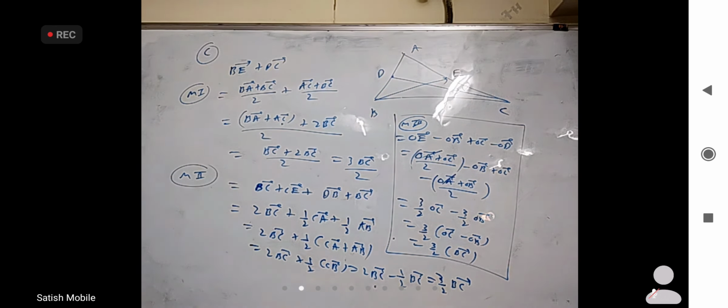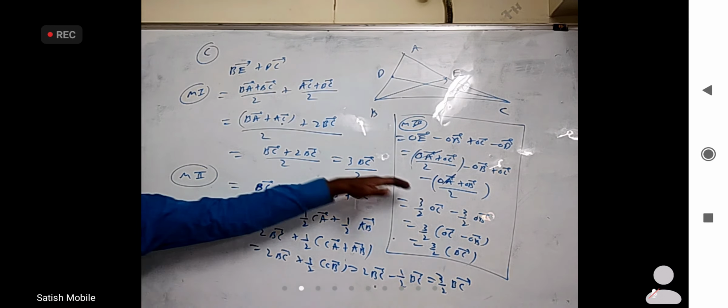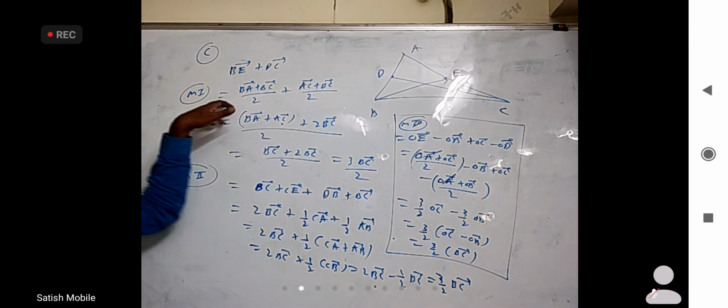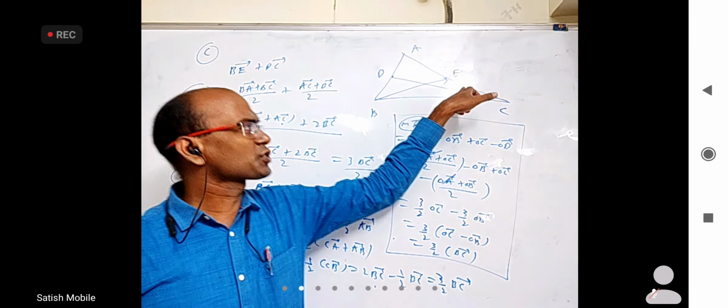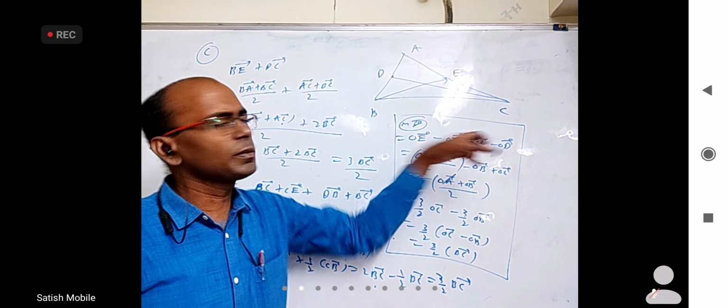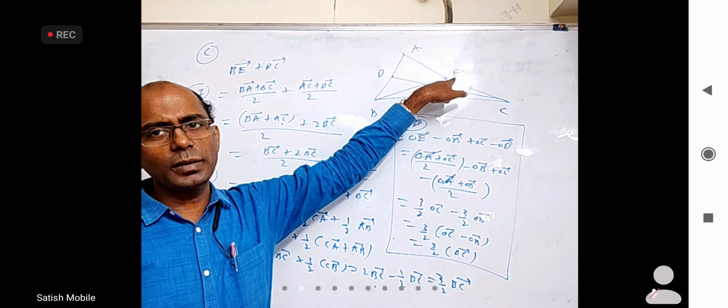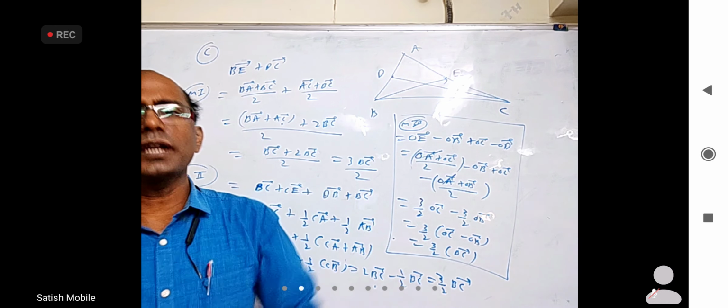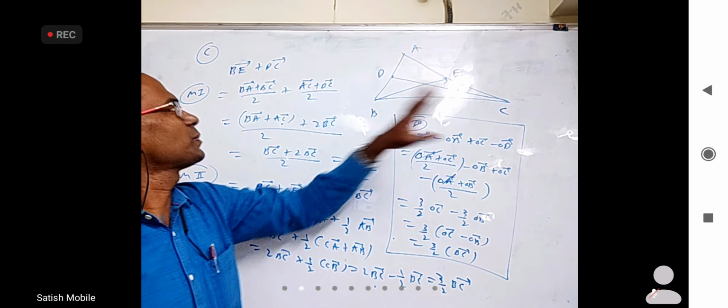Okay, so the purpose of different methods is that in another question, this method may be more useful. In some other question, this may be more useful. Okay, so we'll at least learn vectors a little better. What I have done here, BE bar straight away I can write BA plus BC by 2. Like E is the midpoint means I can write OE is OA plus OC by 2. Like that, in the place of O you write B. BE is BA plus BC by 2.